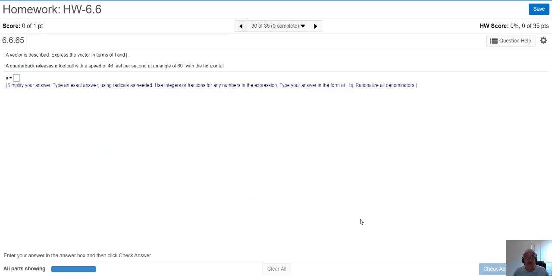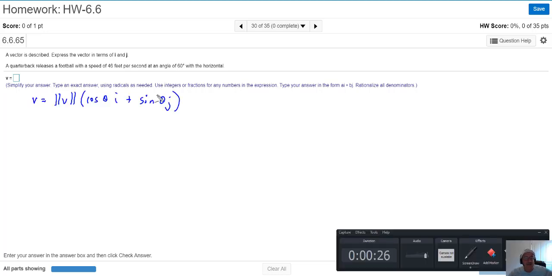All right, I wanted to take a few examples from the homework here, and it says a vector is described. Express the vector in terms of i and j. So it says a quarterback releases a football with a speed of 46 feet per second at an angle of 60 degrees with the horizontal. So he's throwing the ball down the field. We need this vector, ladies and gentlemen. How do we do it?